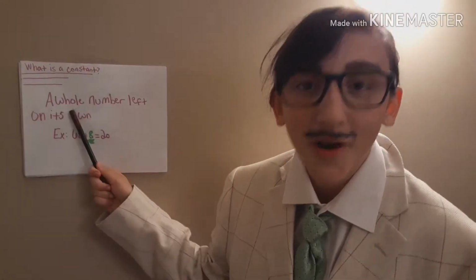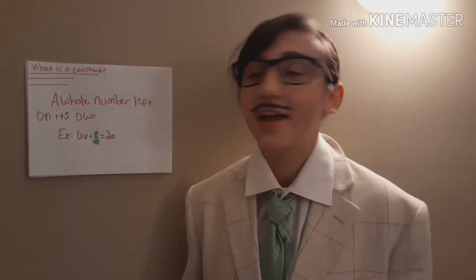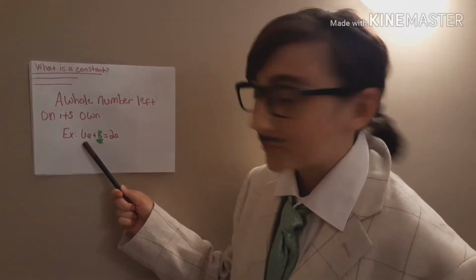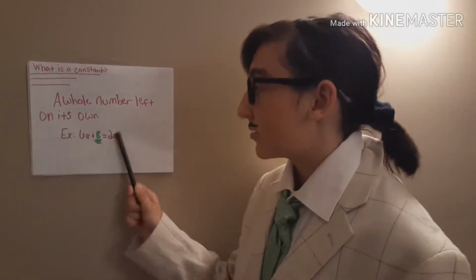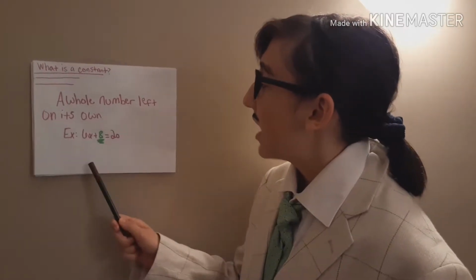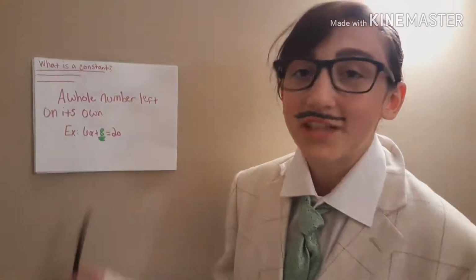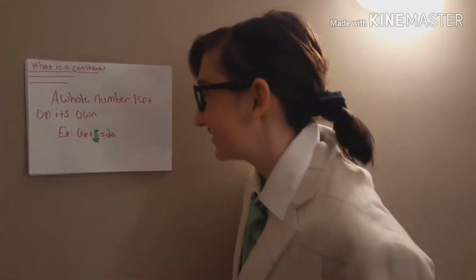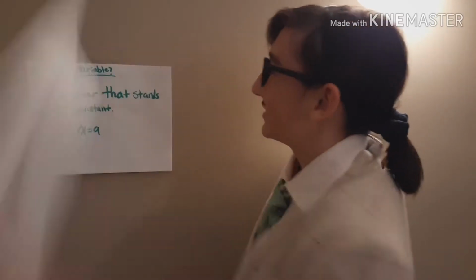First, what is a constant? A whole number left on its own. Also known as a fixed value, a constant in this example is 6x plus 8 equals 20. Now, that's not the constant, this is the equation, but the constants in this equation would be both 8 and 20. So numbers are basically left on their own and not attached to any variables. In other words, it's single. All singly. Okay. Alright. Next one.